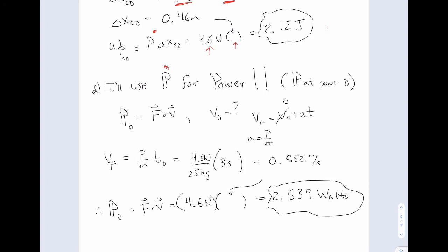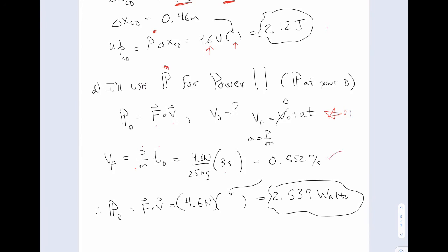So I want to find the instantaneous power at point D: the force dotted into the velocity. Well, I know the force, that's my 4.6 newtons. But I need to find the velocity at 3 seconds. So back to kinematics equation 1. Initial velocity is 0 where we start. Acceleration is still force per mass from Newton's law. The time it takes to go from rest to D is 3 seconds.